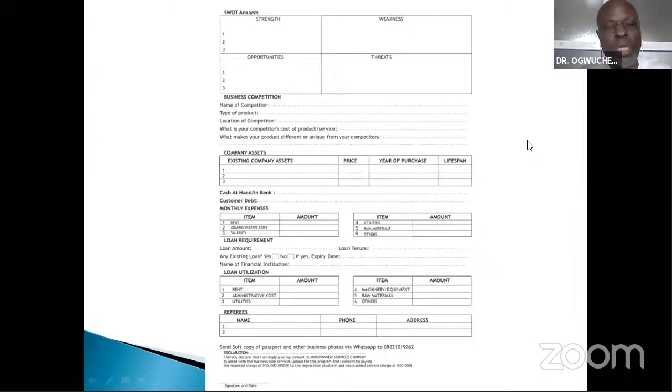Okay, in the SWOT analysis, strengths and weaknesses are internal. They are internal to the enterprise, to the organization, to you. Okay, those are your strengths, your inner strengths, and then your inner weaknesses, while opportunities and threats are external to you.